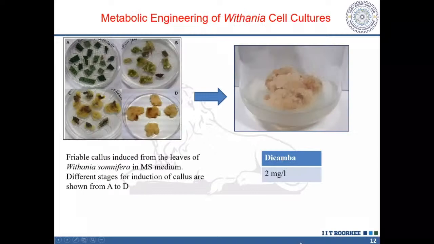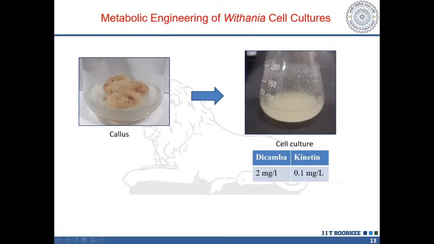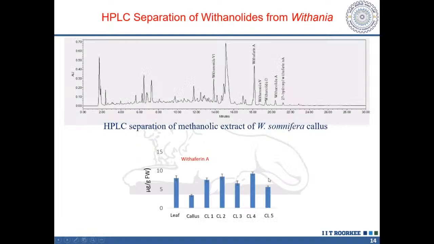So we started to develop the callus culture of this Withania somnifera, and with dicamba we got excellent friable callus of this plant material. And then we converted this callus into a viable cell culture. So this is a fantastically growing friable cell culture. And then we tested the Withaferin amount. We developed an HPLC method which can separate Withaferin and other related withanolides.